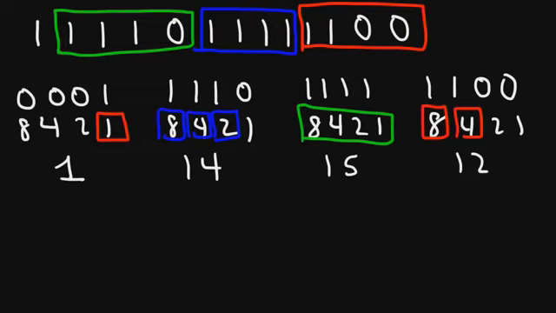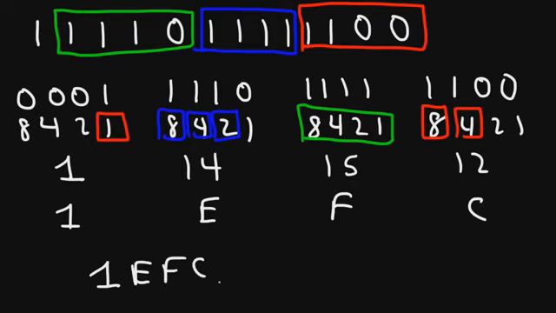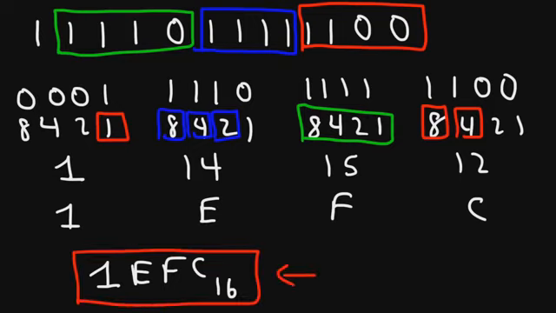So we know 10 is A, 11 is B, 12 is C, 13 is D, 14 is E, 15 is F. And so the answer is 1EFC in the base 16 system. So this is our answer as a hexadecimal.